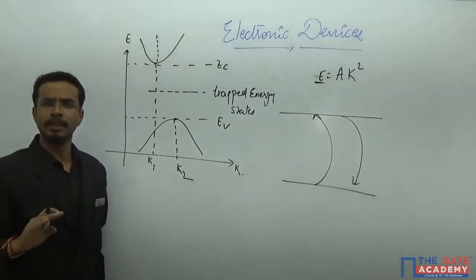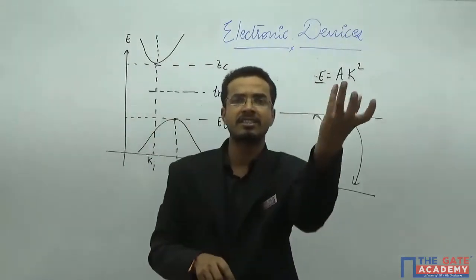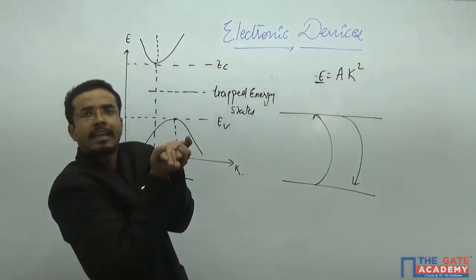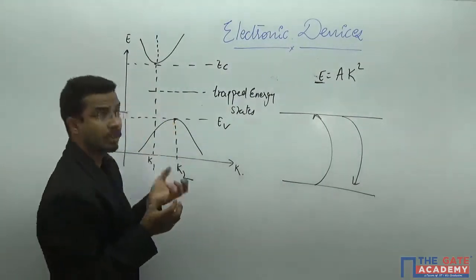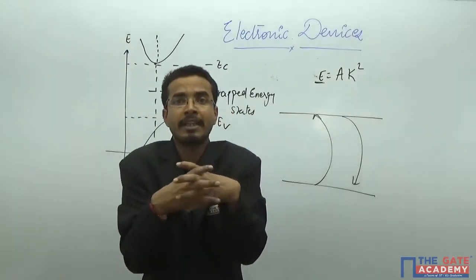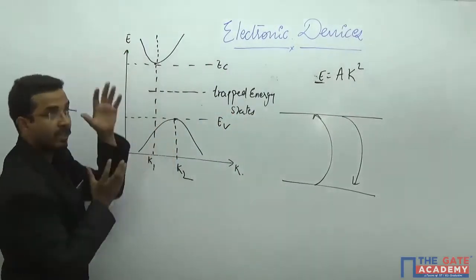The meaning is very simple: these trapped energy states are nothing but energy levels which will hold the electron or the hole for some time, by which they make the momentum of those two particles equal.